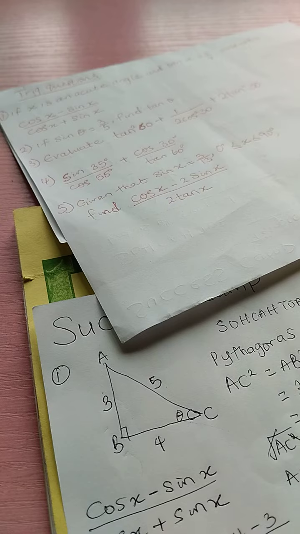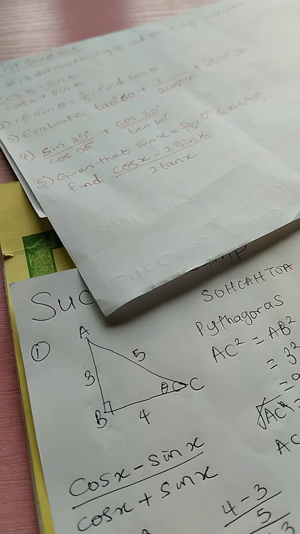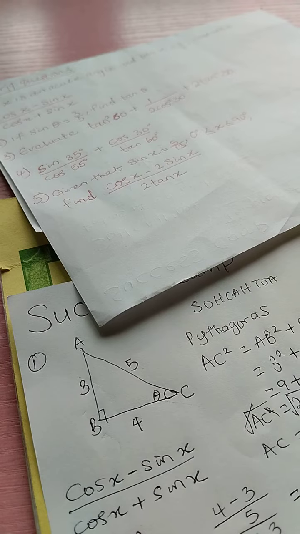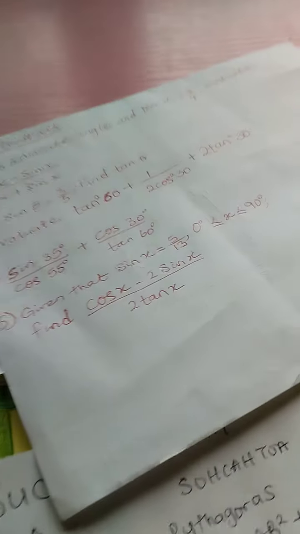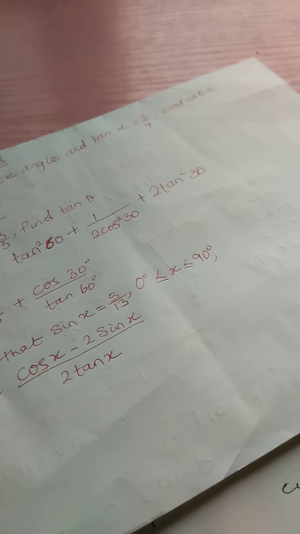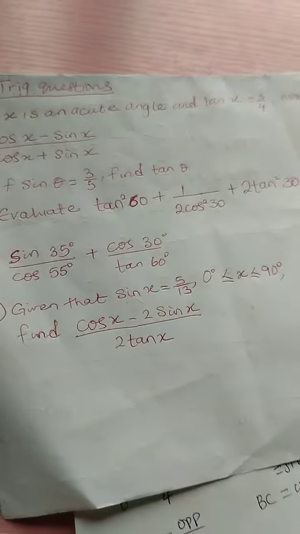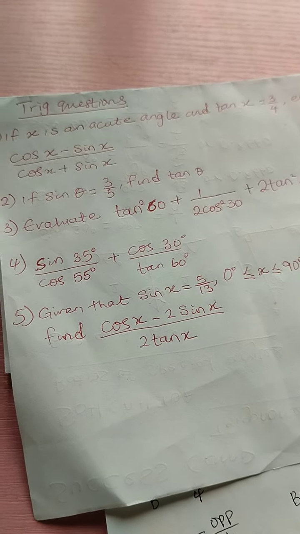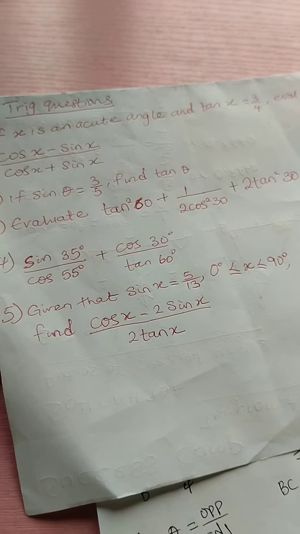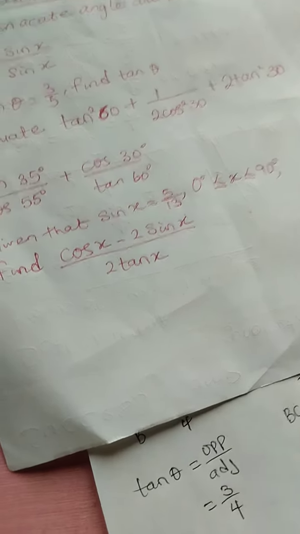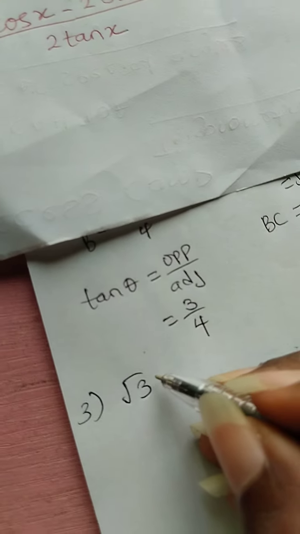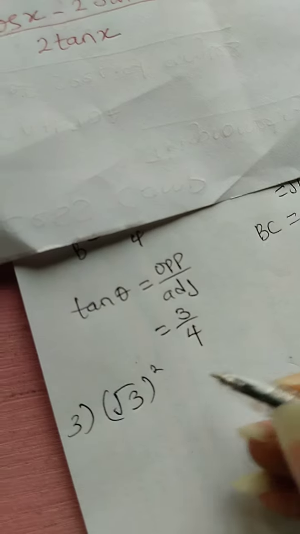Number 3, evaluate tan squared 60 plus 1/2 cos squared 30 plus 2 tan squared 30. So for number 3, according to our special ratios of special angles, instead of pressing the calculator, we'll be using ratios of special angles. Tan 60 degrees, if you can recollect, is root 3. But because it is squared, we'll be squaring both sides.